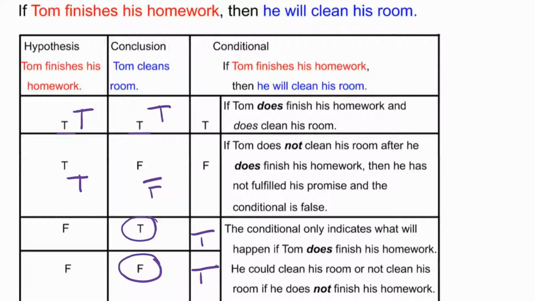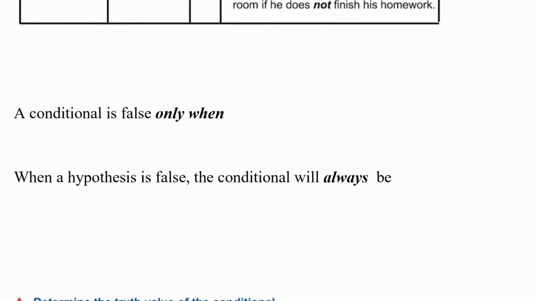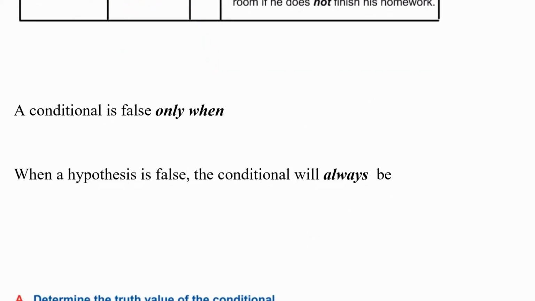So when pigs fly, you'll do something. That's a true statement because pigs will never fly. At least now, I understand. They will never fly. So a conditional is false only when the hypothesis is true and the conclusion is false.